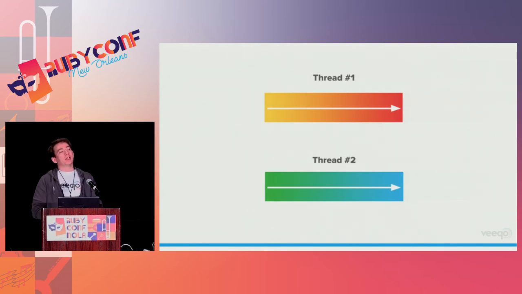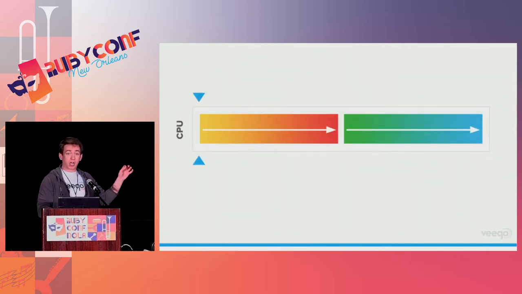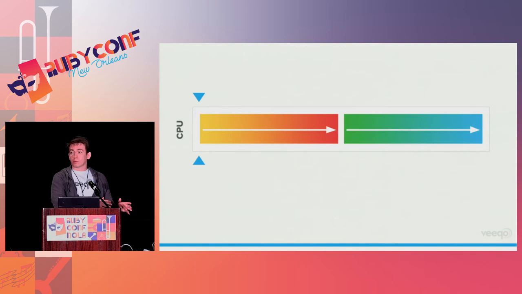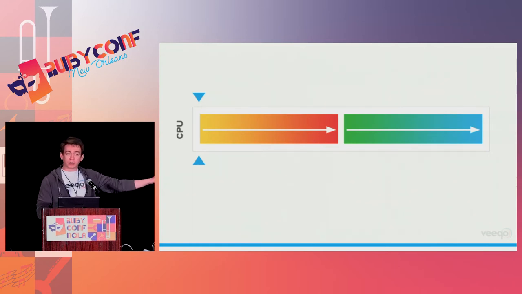So when people hear that GIL allows only one thread to run at a time, they sometimes imagine it like this, that they're coming one after another, forming an orderly line as if they lived in Great Britain. But this is not the case. This is not how it is done. This is neither concurrent nor parallel.